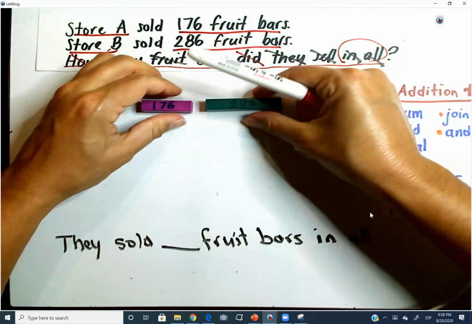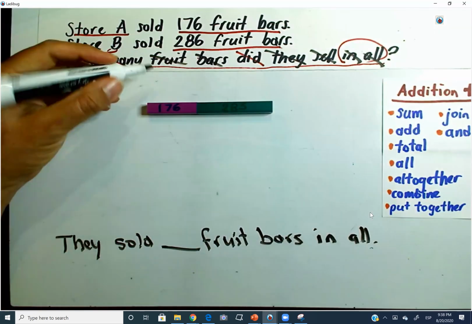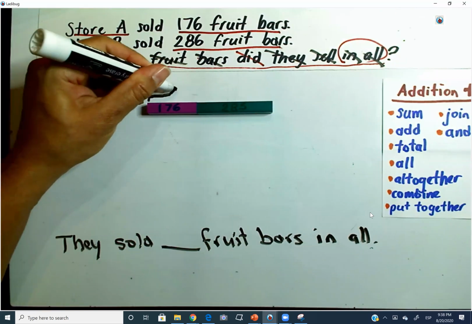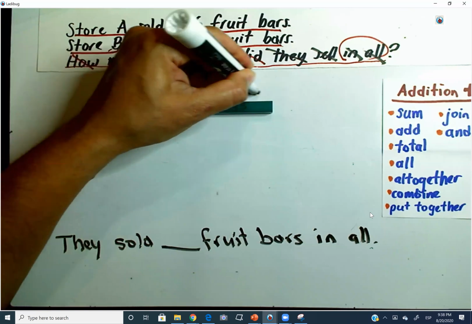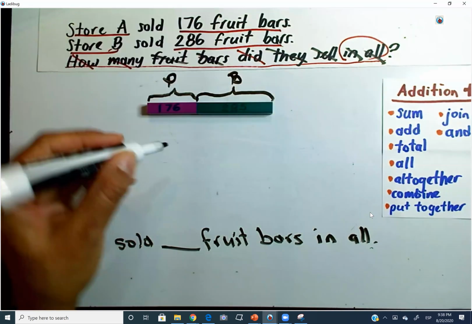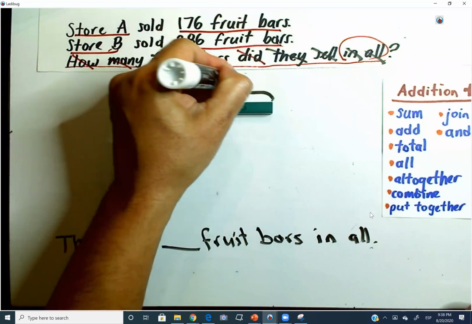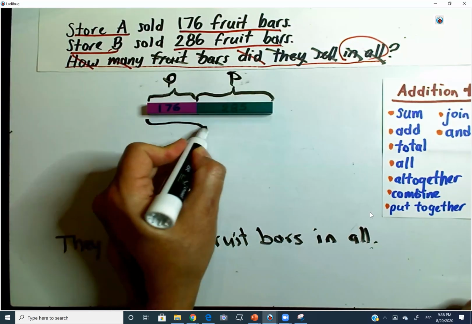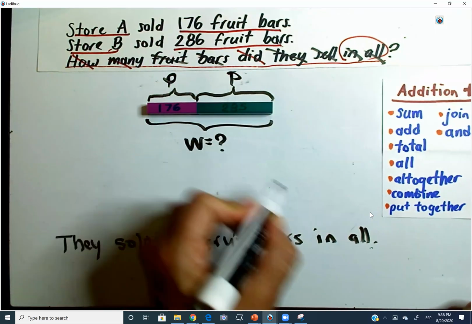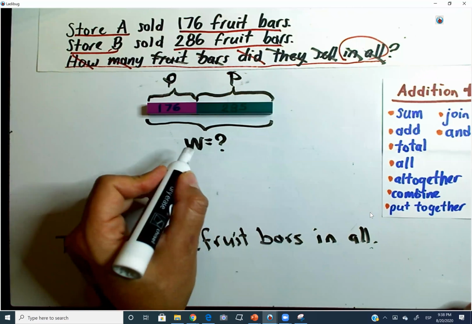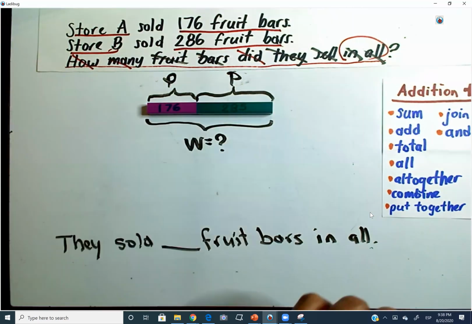And the same as we have done before, we have to show that this is the part from store A, this is the part from store B, because it's a part, and because we want to put them all together, we're trying to find out the whole. So when we're trying to find the whole, we're going to use addition. So we're going to add these two numbers to find out what is the total.